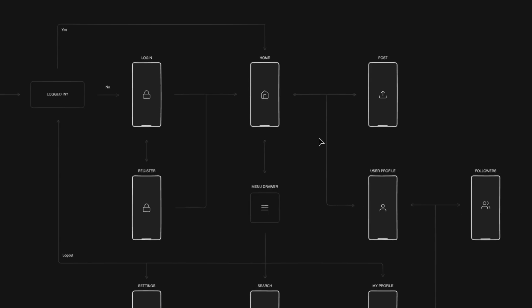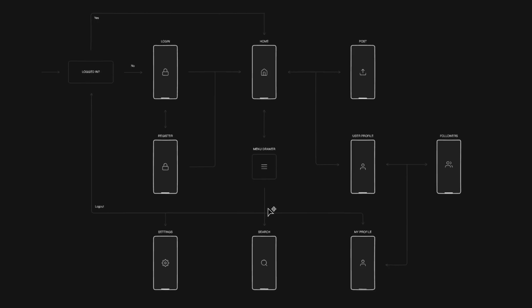And back in the home page, we have a menu drawer, which allows us to go to our own profile. And then we have a search page. And then we have a settings page. And in the menu drawer, you can also log out, which brings us back to the beginning. So if you're ever lost, just look at this diagram.